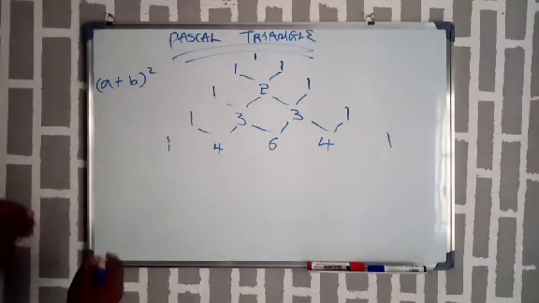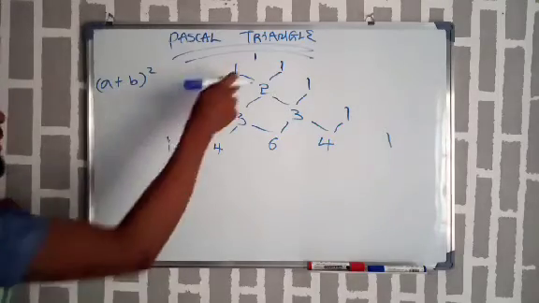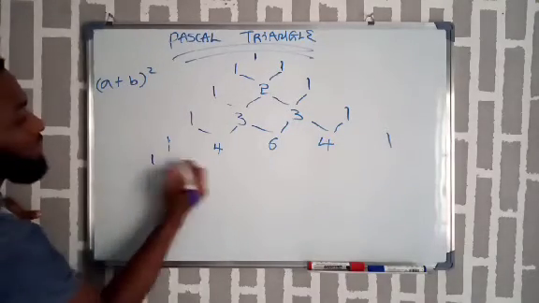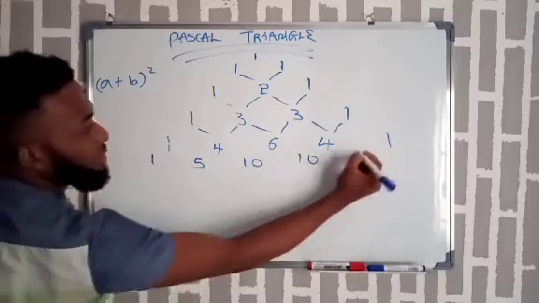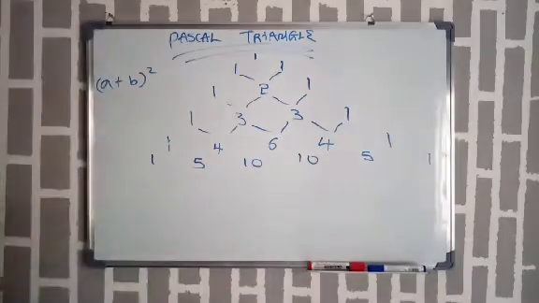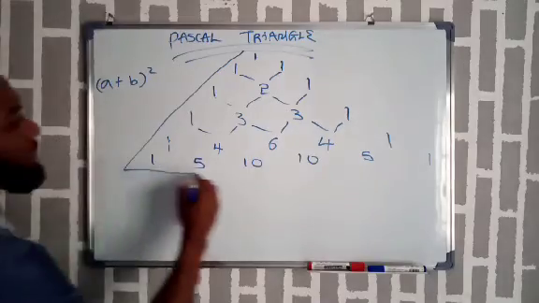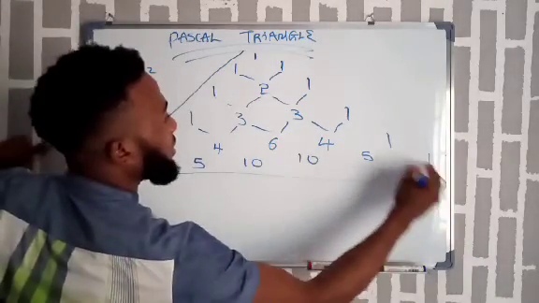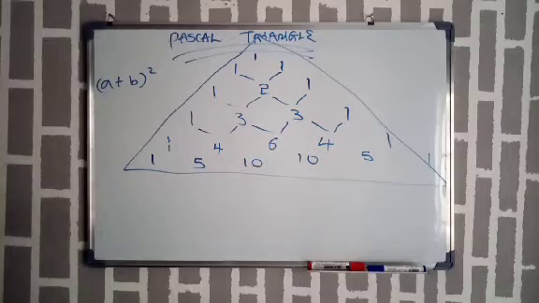Also, you can keep on writing this until infinity, even till 100. We can also write 1, this will become 5, this will become 10, this will become 10, this will become 5, and this will become more. You can keep on writing this till infinity. If you look at it, it looks like a triangle. That's why it's called Pascal's triangle.